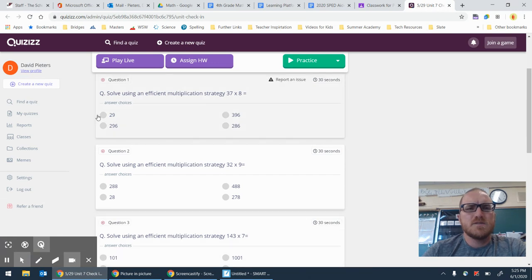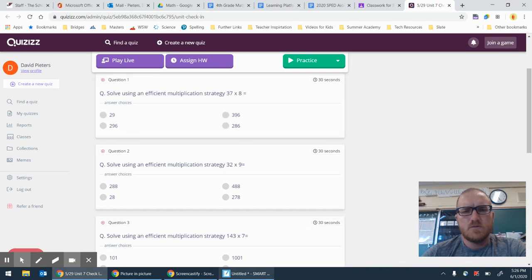So if I'm looking at my 4 options here, 2 I can get rid of right away: 396 and 29. Those ones aren't even close, so those don't make sense. Get rid of them. So going back here, now we have 296 and 287.